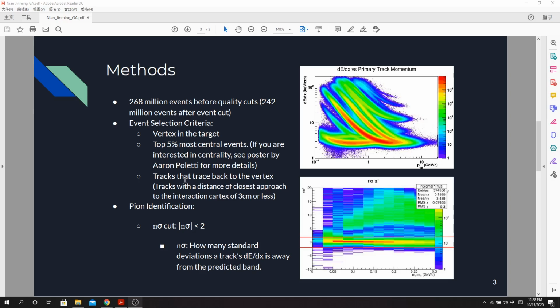For the track cut, we select the tracks that trace back to the vertex. For pion identification, I implemented an n sigma cut of 2 to -2. n sigma means how many standard deviations a track's dE/dx is away from the predicted band. So you can see this is pion, this is kaon, this is proton, etc. With an n sigma cut of plus or minus 2, we can include most of the pions.